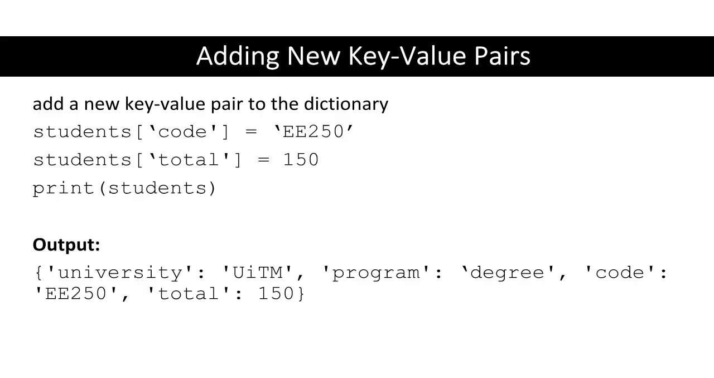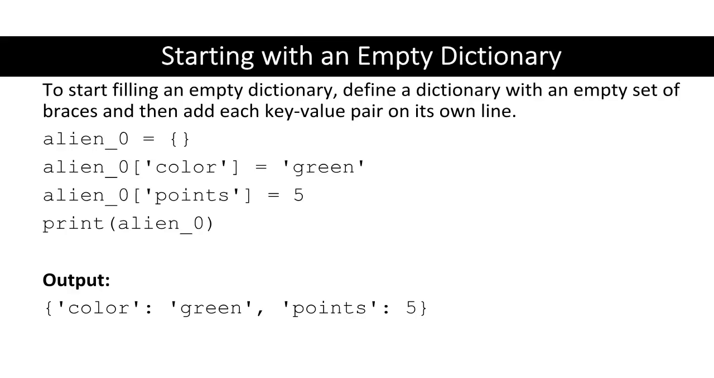Each time we write students[new_key] = value, Python checks: if the key exists, update the value. If not, create a new key-value pair, so dictionaries can grow or update easily. Now we build a dictionary step by step. alien_0 = {}, then alien_0['color'] = 'green', alien_0['points'] = 5. Finally, print(alien_0). Output: color green, points 5. This shows how dictionaries can be created dynamically.